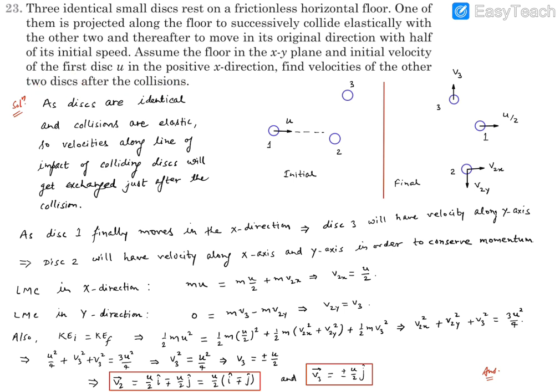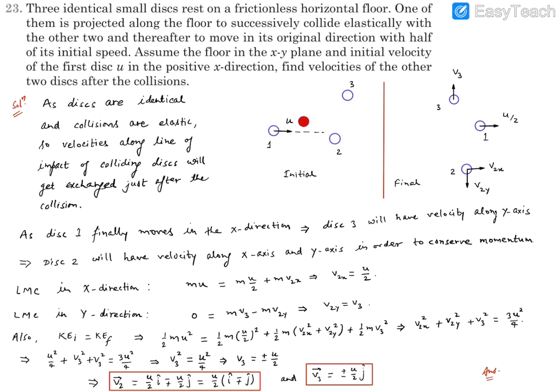So there are three identical discs. Let's say one disc is this, another is this, third is this. And this one has velocity in the positive x direction, which is u. This is the initial scenario. Now this one is going to collide first with 2, then with 3. Now these are identical and the collision is elastic.